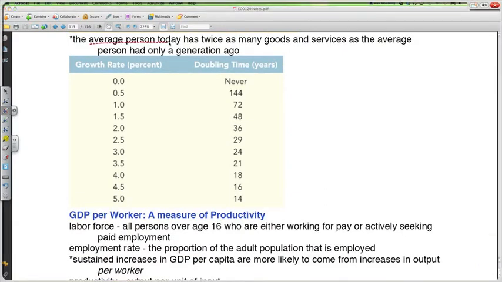Similarly, the average person today has twice as many goods and services as the average person had a generation ago. Because our growth is exponential, the amount that's changing is more and more every year. And you can see that the higher our growth rate, the less time it takes for us to double that amount.